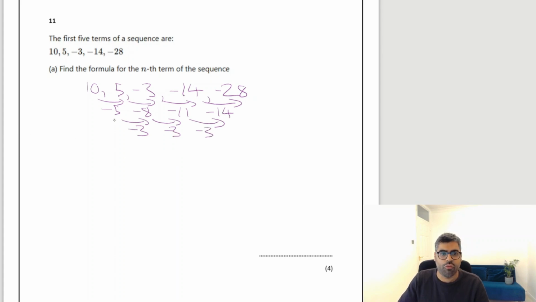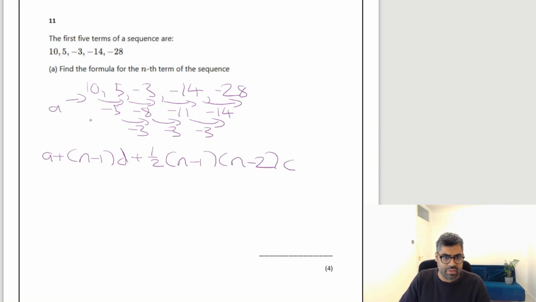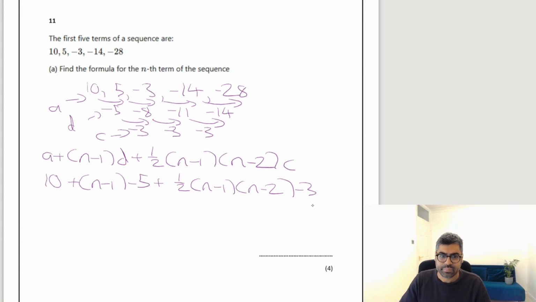Now we have our general formula to work out the nth term. And that formula is this. Our A is 10. Our first difference, our D, is minus 5. And our second difference, our C, is minus 3. So let's put our A, D, and C into this formula, which gives us this. And let's simplify.